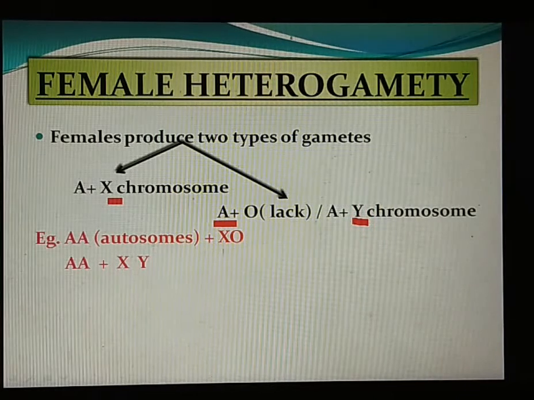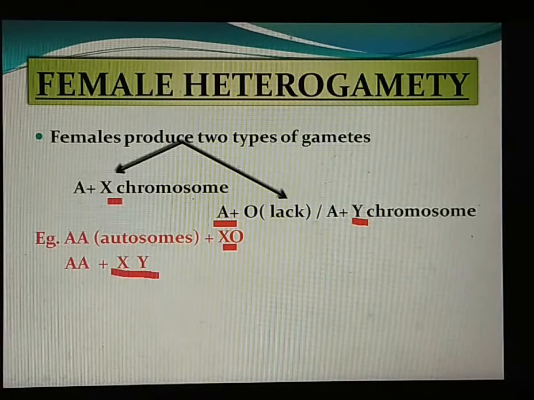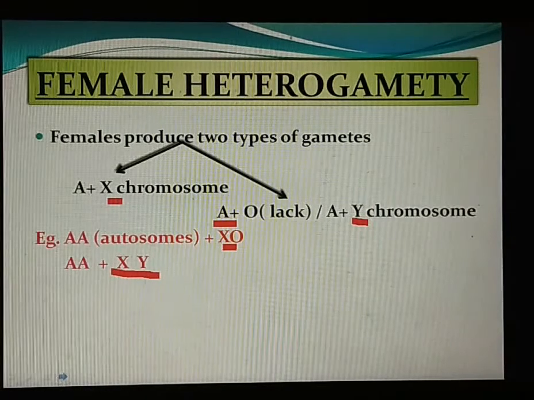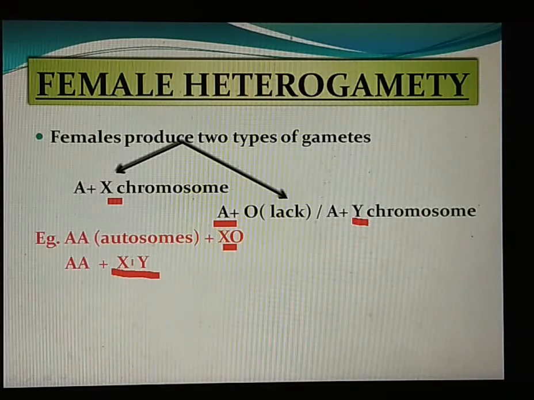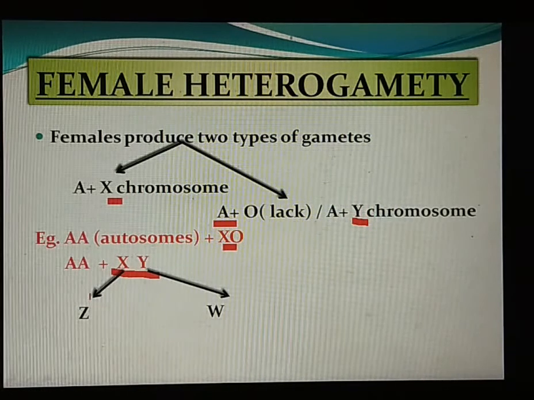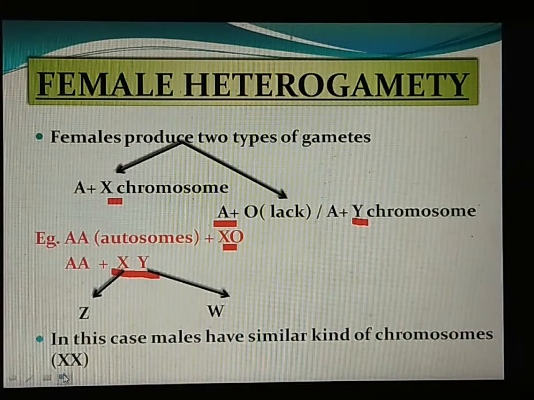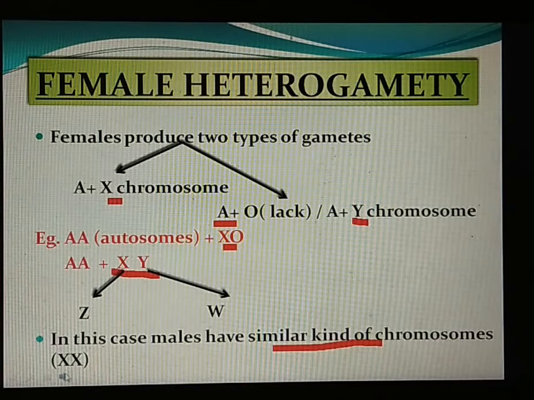So here we will study two types of female heterogamety, XO type and XY type of sex determination. In order to avoid confusion, since we have already discussed X and Y type or XO type of sex determination in male heterogamety, here X is denoted as Z and Y is denoted as W. So in this case the males will have similar kinds of chromosomes, whereas in male heterogamety females had similar kinds of chromosomes.